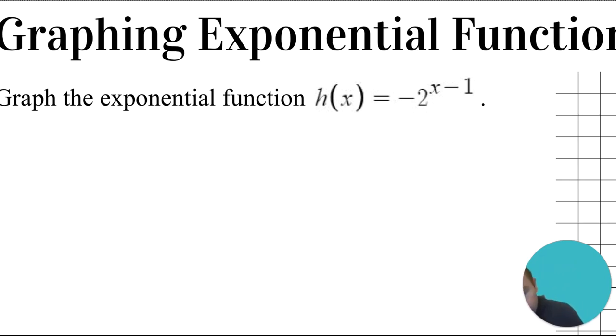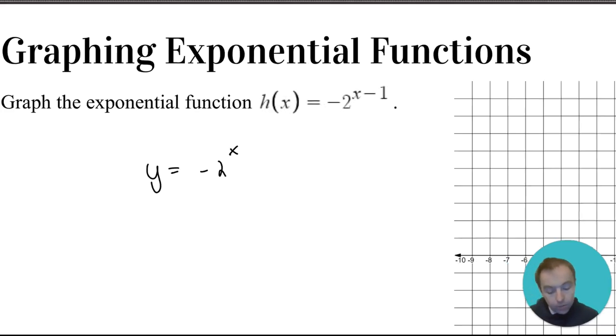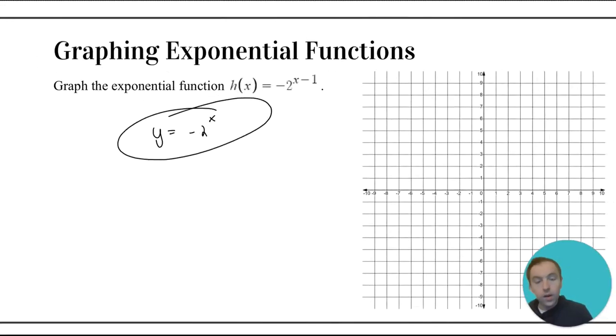So what I want to start with right here is graphing what y equals negative 2 to the x is, and then because of the minus 1, we'll shift it right 1 unit afterwards. This graph should be upside down of 2 to the x. So it should actually go to a negative 2 when x is 1, and a negative 4 when x is 2, and a negative 8 when x is 3, and all these other points, right? Okay, so this would be what y equals negative 2 to the x looks like.